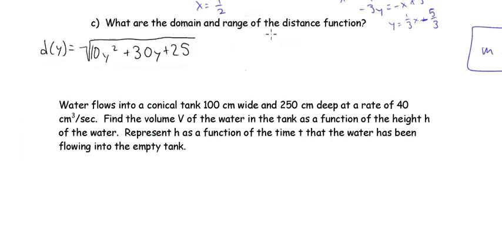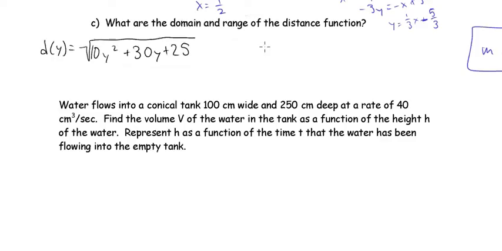All right, here we go. What are the domain and range of the distance function? So copy the distance function here. We got the distance of y is equal to the square root of 10y squared plus 30y plus 25. Now, we already found what the minimum distance was.